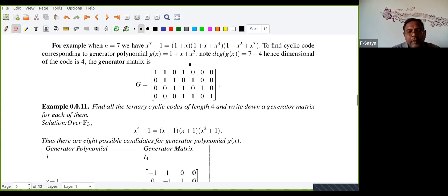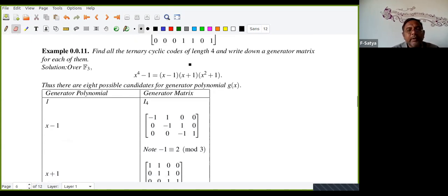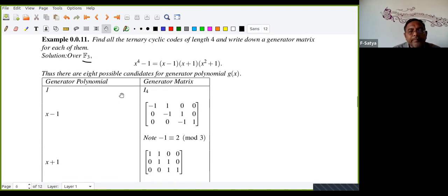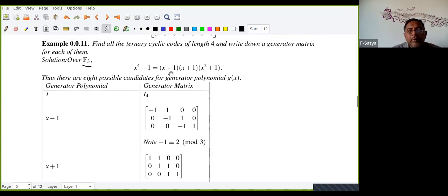Now I am giving you one more example, and I also change the field to F3 so that things will be better for you. x power 4 minus 1 is equal to x minus 1 into x plus 1 into x square plus 1. And this I also explained to you. x square plus 1 is an irreducible polynomial over F3, because minus 1 is a non-quadratic residue over F3, over Z3. Now, how many cyclic codes will be there over F3? You know, 8, right? So first of all, I take 1.